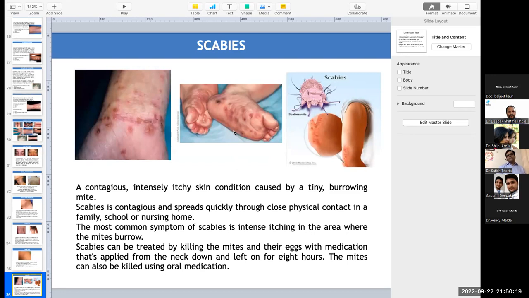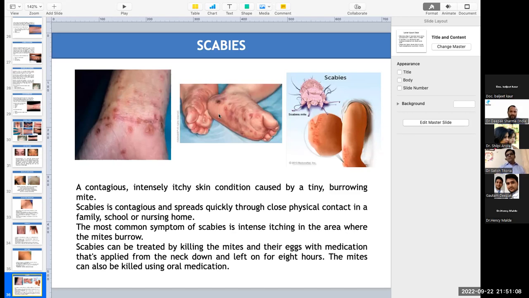Just a practical point I want to share here. If you are suspecting scabies, try to examine the genitalia. If the patient has lesions on the genitalia, it's 100% scabies, so treat it as scabies. Any person who comes with itching which is aggravating, especially at night, think scabies. It takes just 1 minute. Just ask them about itching, especially at night. If possible, examine the folds area and the genitalia.